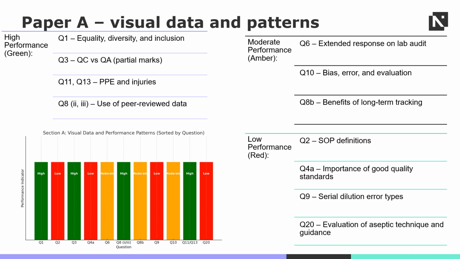Finally, in the red zone, these are the key areas for development. Question 2, where definitions of SOPs were often vague or incorrect. Question 4a, which required understanding the importance of quality standards, was poorly answered. Question 9, which tested serial dilution knowledge, highlighted widespread misunderstanding of error types. And question 10.2, another extended response where evaluation of aseptic technique was either rushed or overly simplistic. This data can help shape planning and intervention strategies by pinpointing the specific questions and concepts that need revisiting.